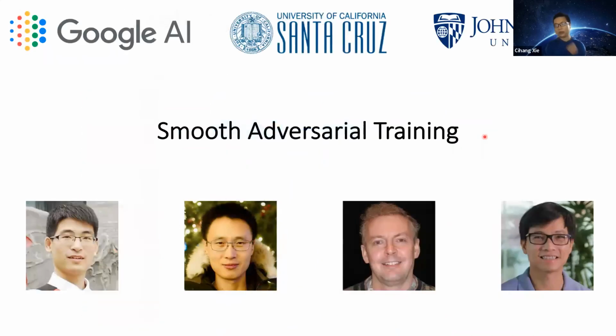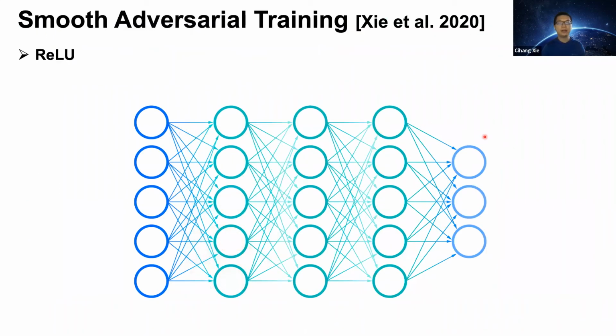And the next work I want to introduce along this direction is called smooth adversary training. So basically, when we design the neural network, by default, the activation function that we choose is the ReLU, right? And the ReLU of course enjoys a lot of benefits. For example, it is easy to implement. It can do in-place operations to reduce memory. And the gradient is easy and fast to compute. Gradient is just 0 or 1.